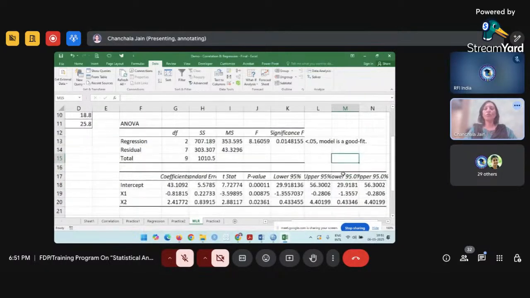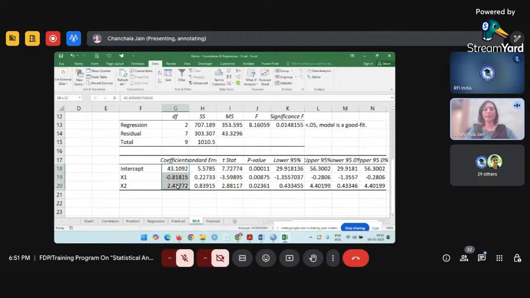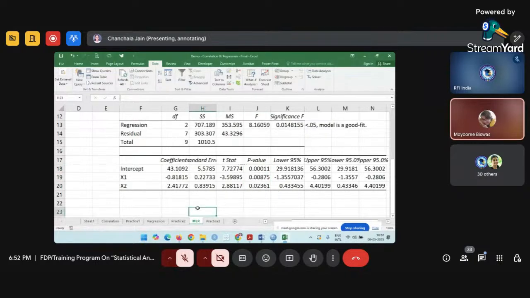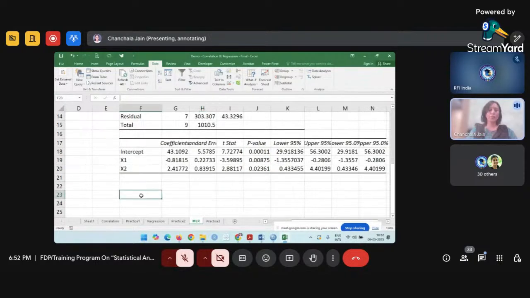Coefficient values: these are the three different values of the constants we are getting. Intercept, that is a or alpha, and the X1 and X2 coefficients, which are minus 0.81 and 2.41. Now you can ascertain whether these are significantly contributing to your dependent variable. So looking at the p-value, what comment can I make? Significant. Very correct. All three are significantly contributing to predicting your dependent variable.